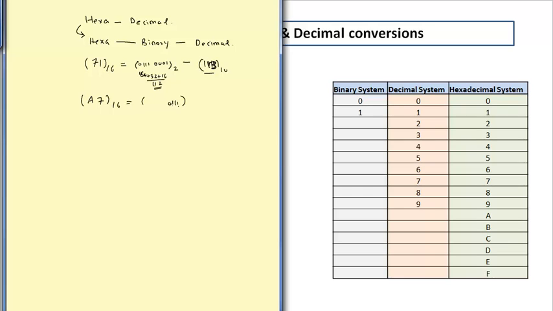How do we write A? A is basically a 10. And how do we write a 10? We just write 8 plus 2. You see, these are the two nibbles. 8 is turned on, 4 is turned off, 2 is turned on, and 1 is off. So we have 1 0 1 0.